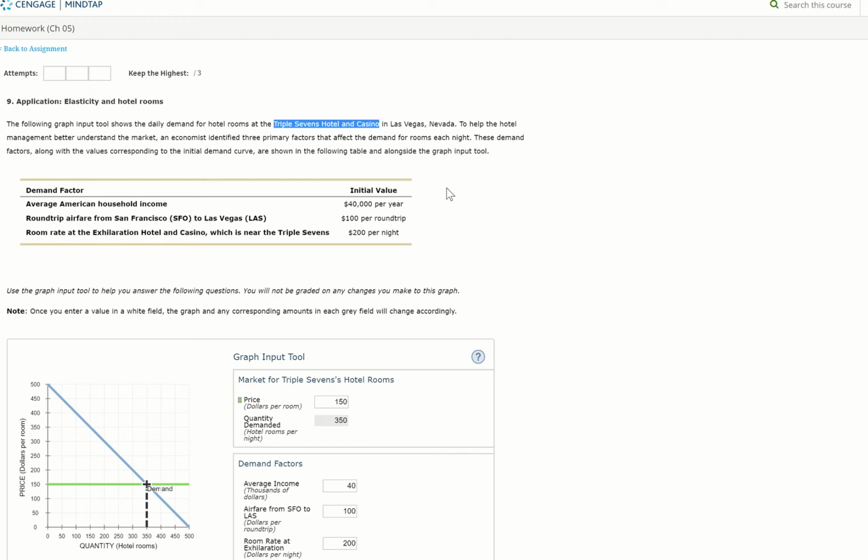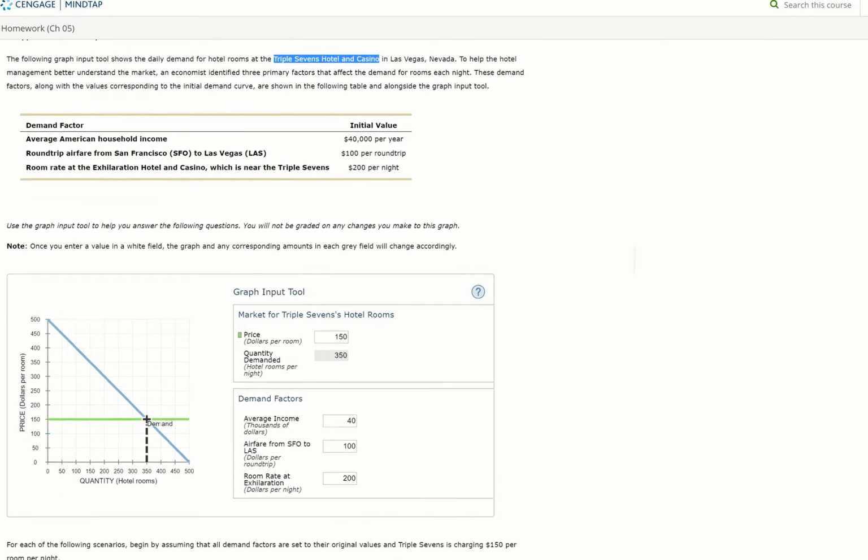And then next one, round trip airfare from San Francisco to Las Vegas. Compared to the demand for 777 hotel rooms in Las Vegas, they're like a complementary good, right? Because anybody who is flying from San Francisco to Las Vegas to gamble might be staying at 777 as well. So that's like a bundle deal. People buy them together. And the last one, the room rate at another hotel and casino, Acceleration Hotel and Casino. That's more like a substitute good, because for consumers, nobody stays in both hotels at the same time, right? So you either stay in 777 or you stay at Acceleration Hotel Casino.